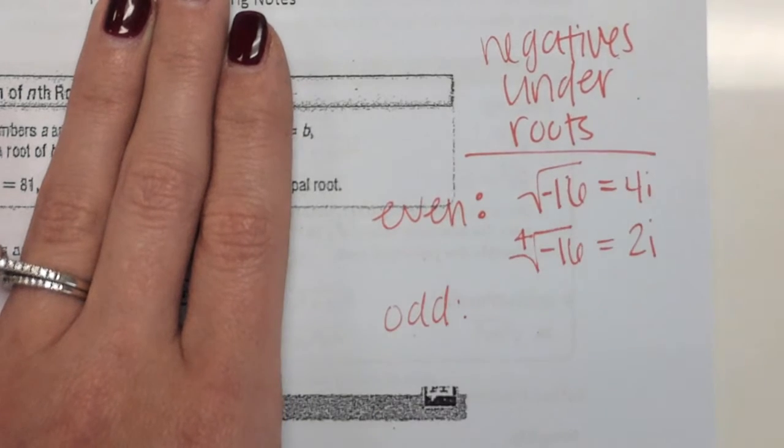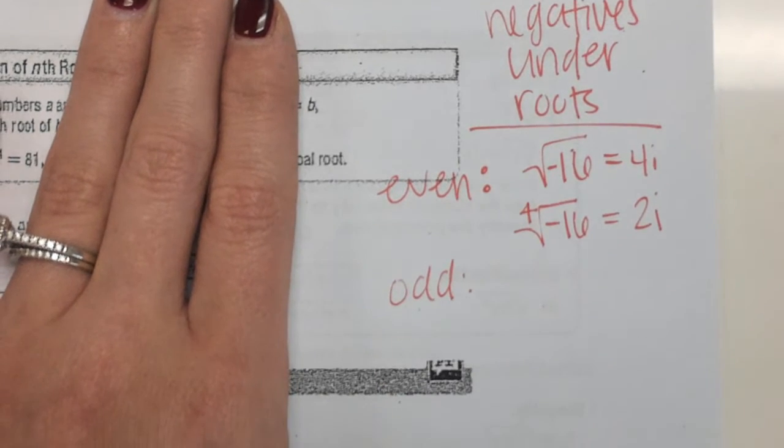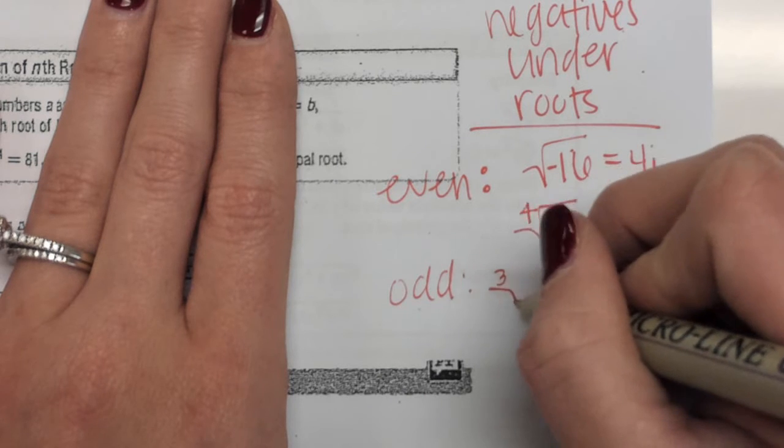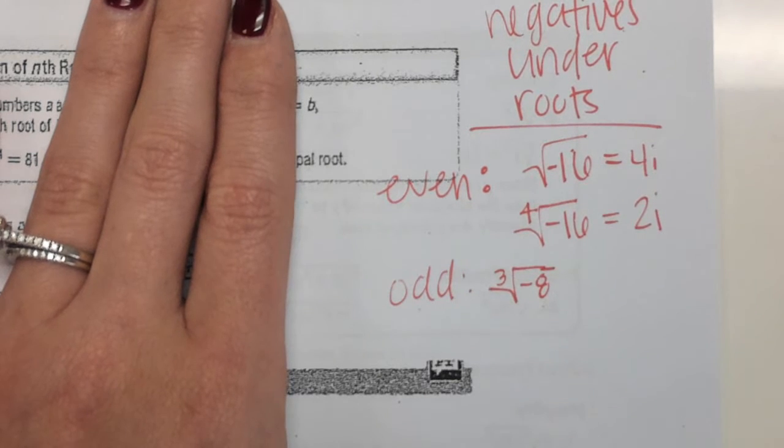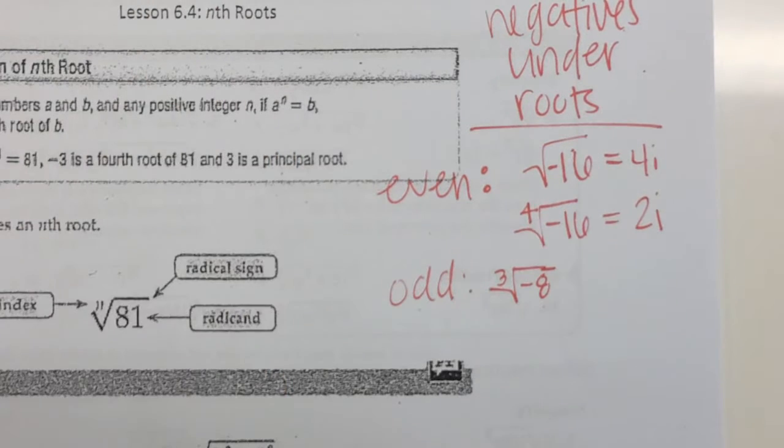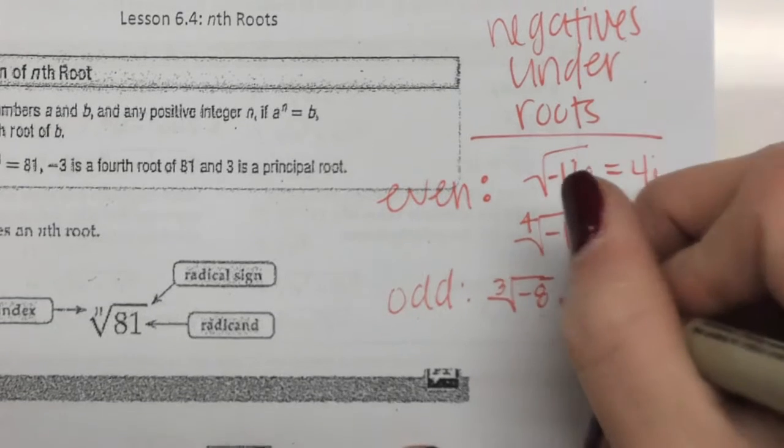Now let's look at negatives under odd roots. So like the cube root of negative 8. Is this going to be an imaginary number? What can you raise to the third power to get 8? 2. What can you raise to the third power to get negative 8? Negative 2.